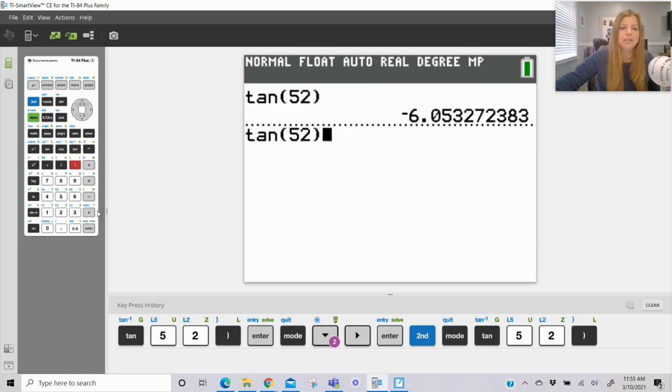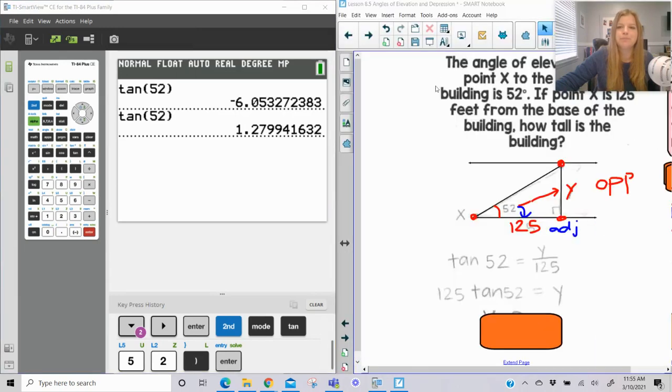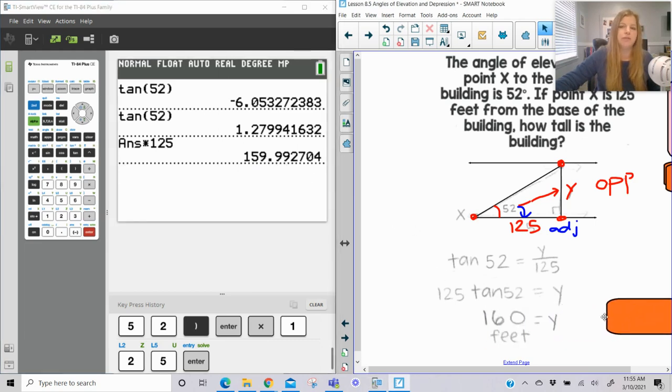And what you will notice is I get a definitely more appropriate answer. Okay, so tan of 52 is 1.2799. Remember, don't round this off, leave it fresh in your calculator. And then I'm going to multiply it by 125, and that is going to be my answer. So my building is approximately, if I wanted to round to the tenths place, 160 feet tall.